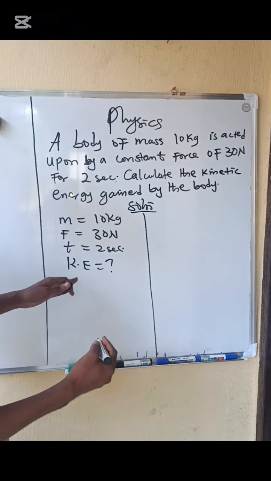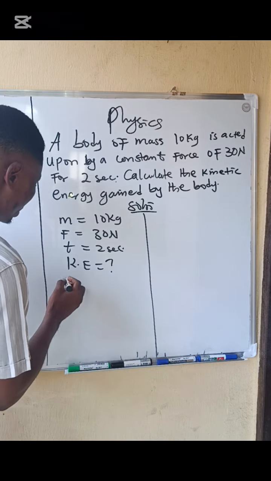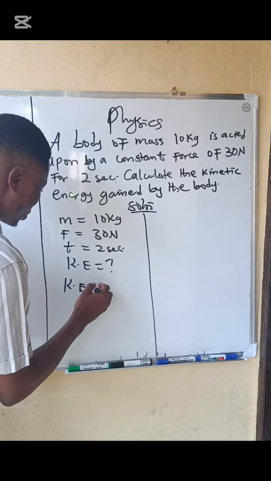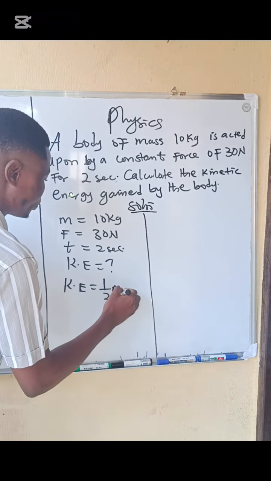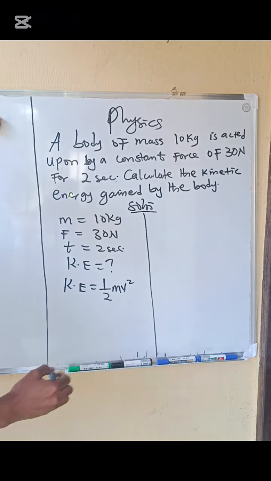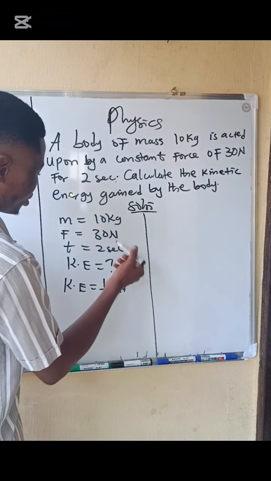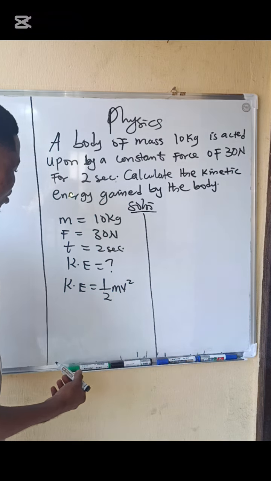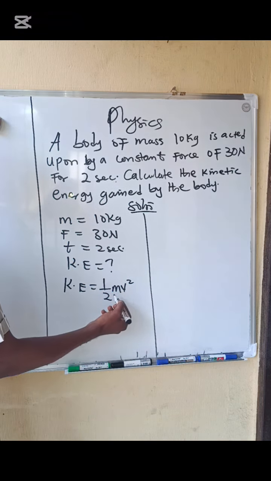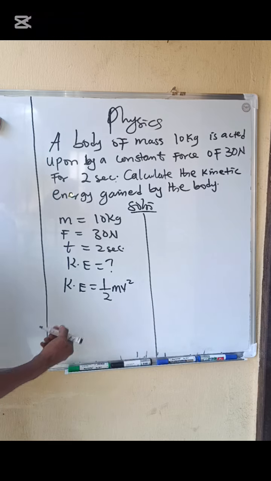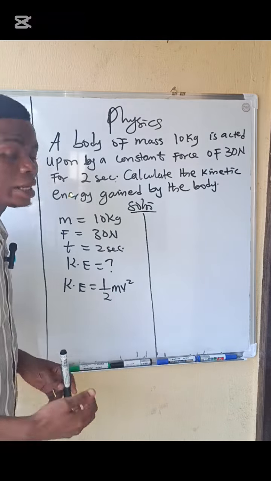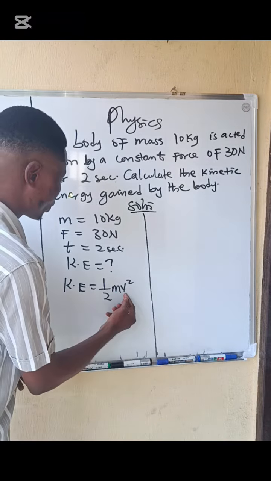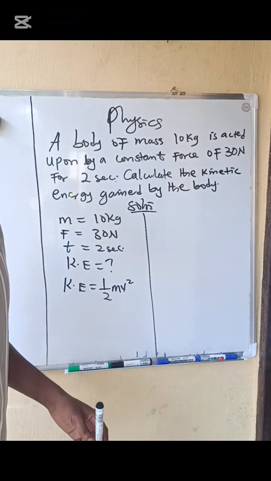So what is the formula for calculating kinetic energy? Kinetic energy equals one half m v squared. So mass is given, but v is not given. Force is given here, but there is no force in this formula. The same thing with time. There is no time in this formula. That means there is something they want us to do before we can find the kinetic energy. We have to find velocity before we can find the kinetic energy.